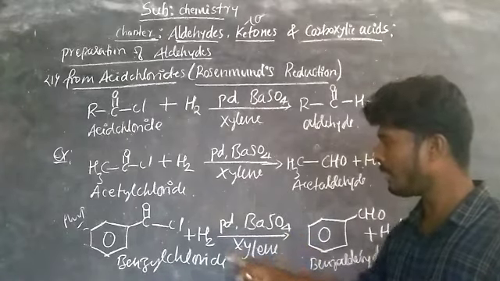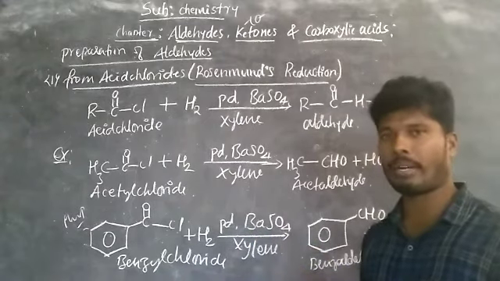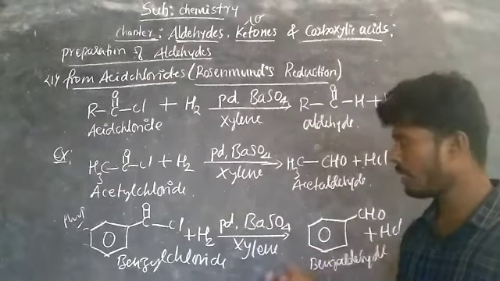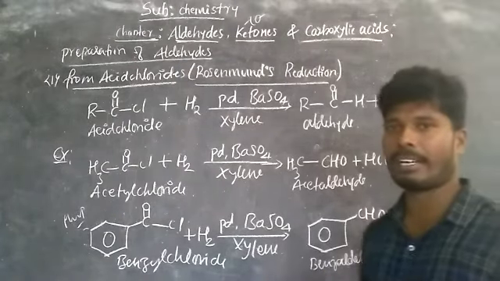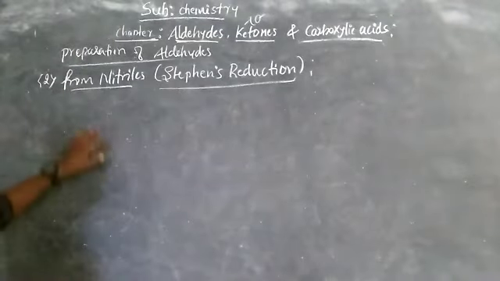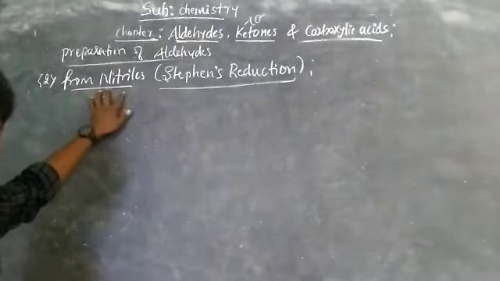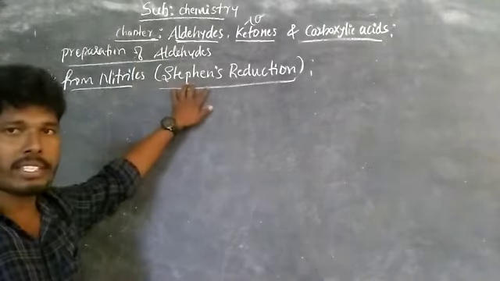At that time we have to write this one: palladium in barium sulfate and xylene along with hydrogen. Okay, so this is the Rosenmund catalyst. Now take the second method, from nitriles. This is the second method to prepare aldehydes, that we call Stephen's reduction.